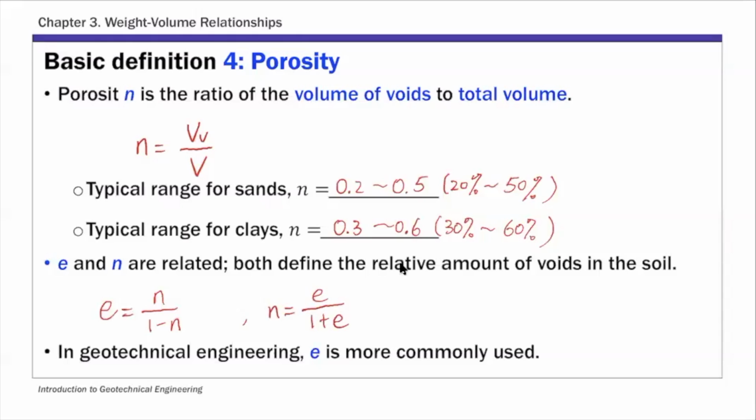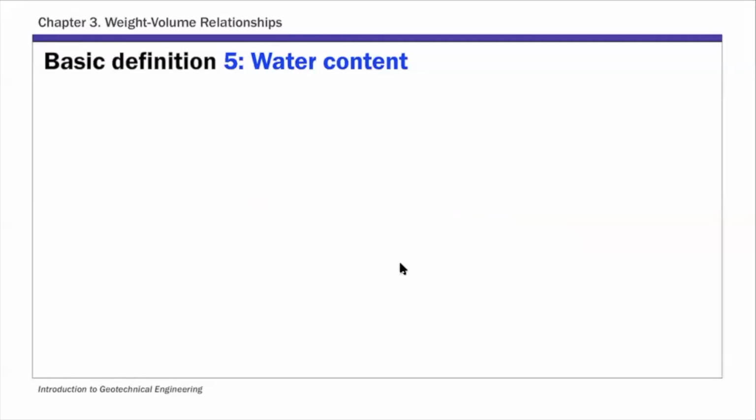And in geotechnical engineering, void ratio is usually more commonly used. So you see void ratio much more often in geotech compared to porosity. So this is the 4th basic definition, porosity. And then the 5th one here, this is water content, or sometimes it's called moisture content.